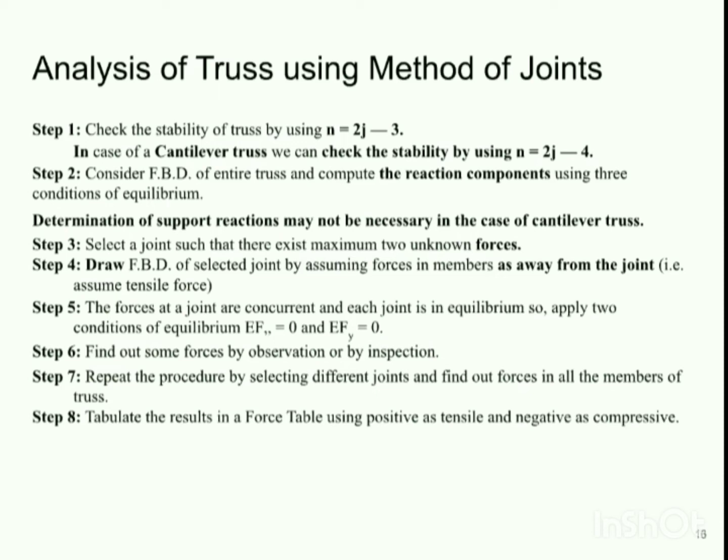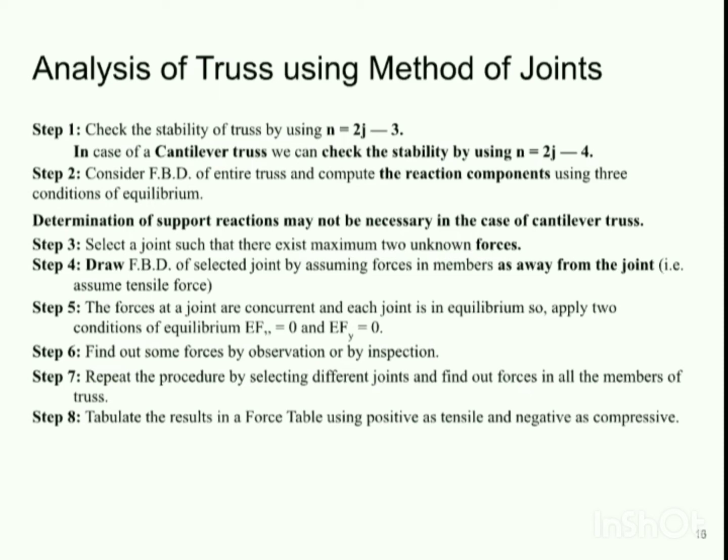Next step, repeat the procedure by selecting different joints and find out the forces in all the members of the truss. Lastly, we need to tabulate the results in a force table using positive as tension and negative as compression, and we need to mention the nature of the forces of a truss. So these are the 8 steps that we need to follow while analyzing the truss by using method of joints.